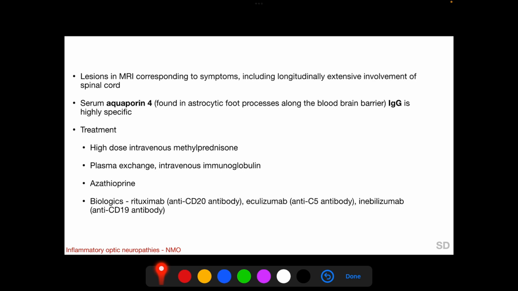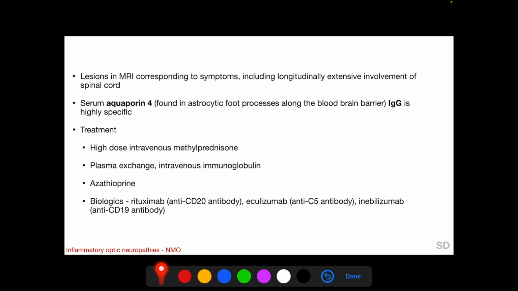So the lesions in MRI corresponding to symptoms are found, including longitudinally extensive involvement of the spinal cord, as we have discussed. In the serum we find immunoglobulin G against aquaporin 4. This aquaporin 4 is found in astrocytic foot processes along the blood-brain barrier, and this IgG to aquaporin 4 is highly specific for NMOSD. Treatment involves high-dose intravenous methylprednisolone, plasma exchange and intravenous immunoglobulin, azathioprine and biologics like rituximab, eculizumab and inebilizumab.